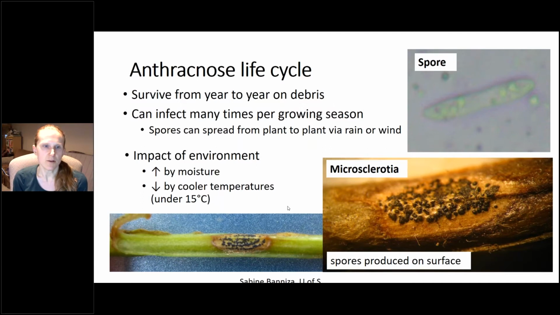Then the environment clearly will have an impact on disease, as I'm sure you've all noticed over the last couple of years. If it's more moist, then disease in general, and anthracnose in particular, tend to be more of an issue. If it's cooler, under 15 degrees, that doesn't favor anthracnose. But obviously being super hot, like we saw last year, also didn't favor anthracnose. So it's that happy medium of over 15 degrees, but not incredibly hot, that is most conducive to anthracnose being a problem.